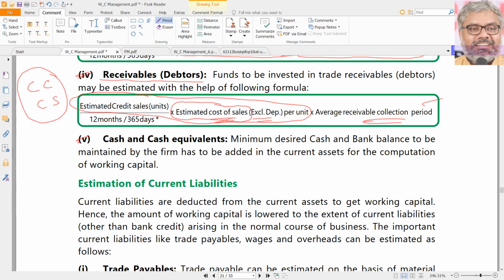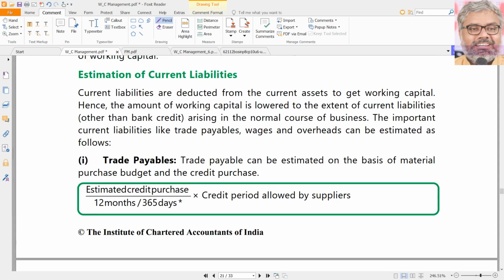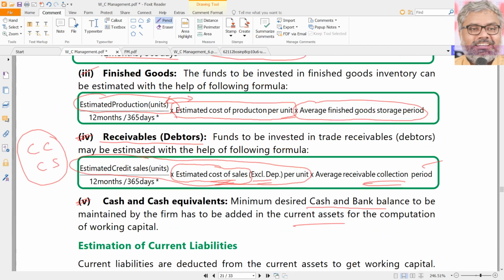Same way, other things like creditors also can be taken for current liabilities. But prior to that, cash and cash equivalents generally will be given in the question, because that is not something to be estimated by us. The organization knows how much cash and bank balances ideally they have to maintain. That will also be added to the current assets as safety. So how much cash has to be held will also be given in the question, and that will be taken.